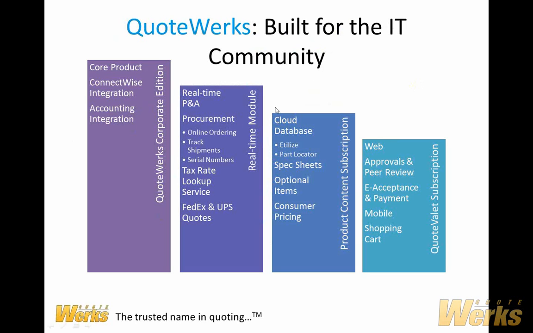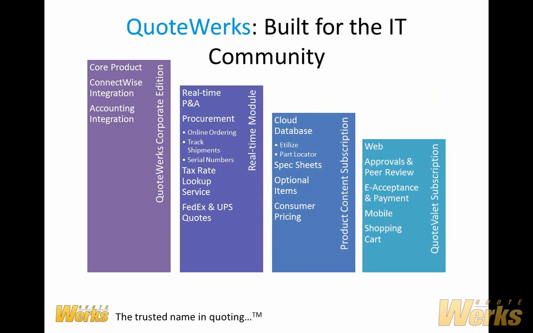Now, if you purchase hardware or work with distributors, you're going to want to look at adding the real-time module if you don't already have it. The real-time module is going to allow you to get real-time price and availability from distribution. It handles procurement like online ordering, tracking your shipments, and getting serial numbers as well. And all of that is very easy to track in one location inside of QuoteWerks. It also includes the tax rate lookup service and FedEx and UPS quotes as well.